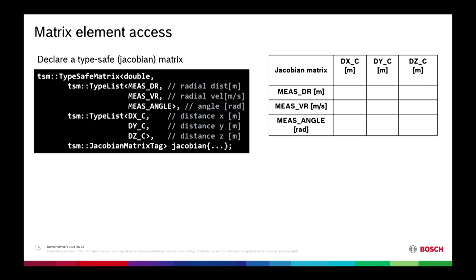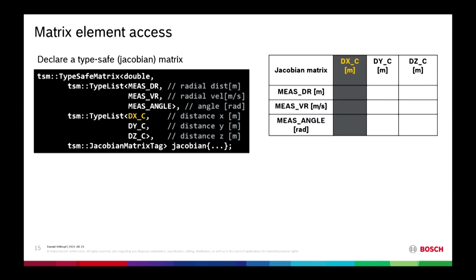Now I want to show how we can determine the physical unit of an entry in such a vector matrix. The code on the left-hand side is a lot. Maybe you can also just look at the visualization on the right-hand side. So this constructs a Jacobian matrix here. And the individual entries are mesh dr, so radial distance to a target from a radar sensor, for example, in unit meters. The second row describes the radial velocity, mesh vr, with unit meters per second. And the last row describes the angle with a physical unit of radian.